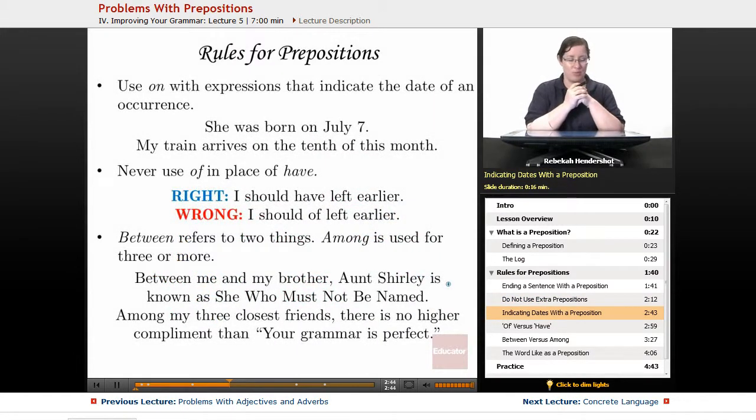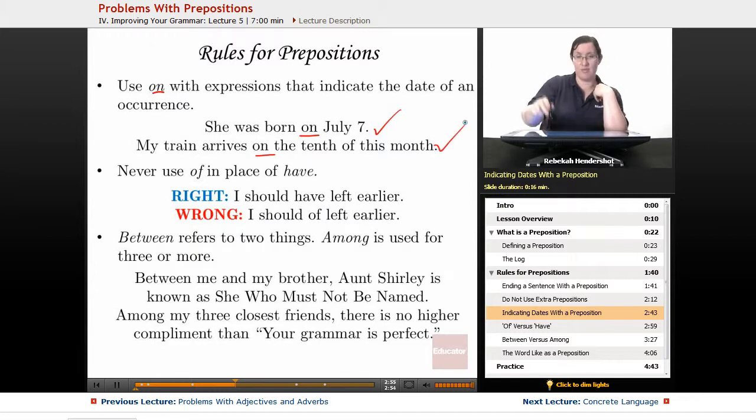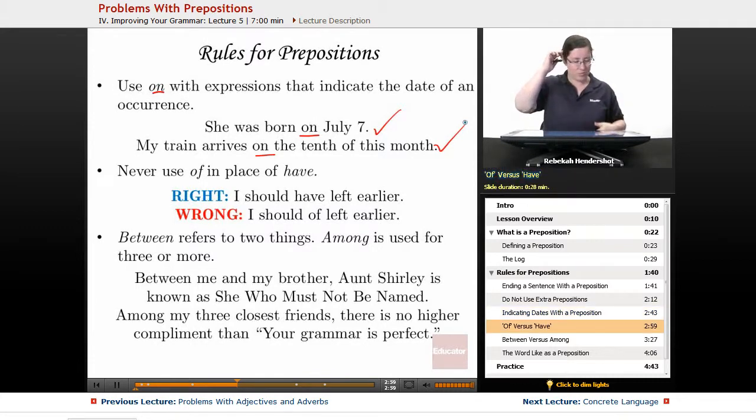Next rule. Use the preposition on with expressions that indicate the date of an occurrence. So, she was born on July 7th. My train arrives on the 10th of this month. We just always say on a given day.